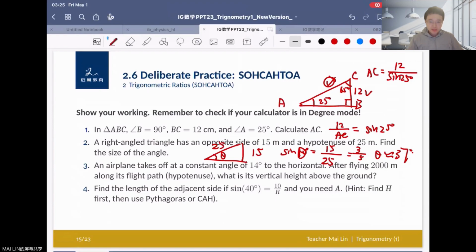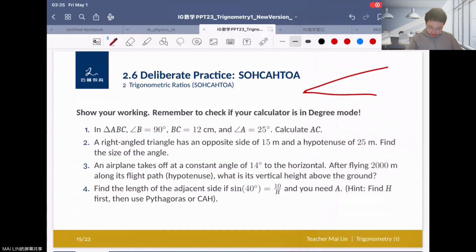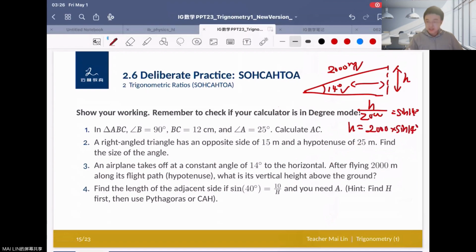The third problem is that an aeroplane takes off at a constant angle of 14 degrees to the horizontal. After flying for 2,000 meters along the flying path, what is the vertical height above the ground? Using trigonometry, you can set h over 2,000, that is the opposite side over the hypotenuse, equals sine 14 degrees. Finally, h equals 2,000 times sine 14 degrees as our final answer. That is problem 3.